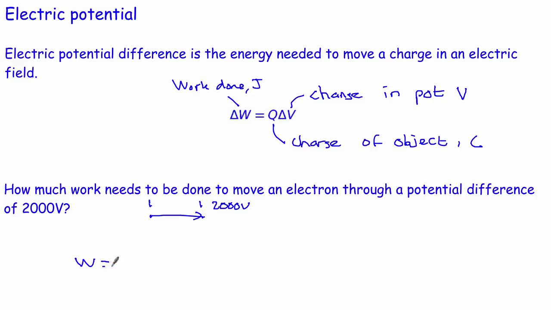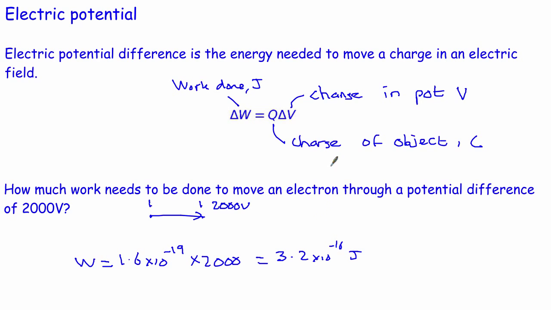So the work done is simply the charge of our object? Well, it's an electron, so it's got a charge of 1.6 times 10 to the minus 19 coulombs, multiplied by the potential difference, which is 2000. And if you do that, you get 3.2 times 10 to the minus 16 joules.